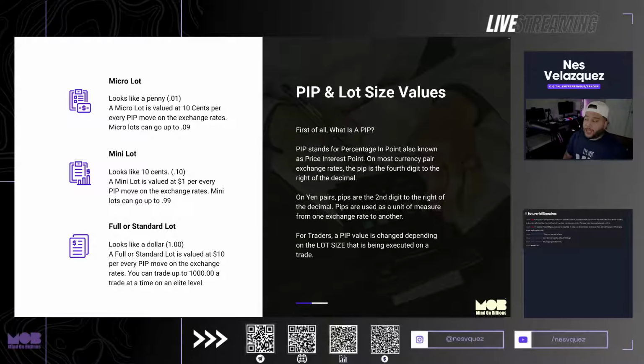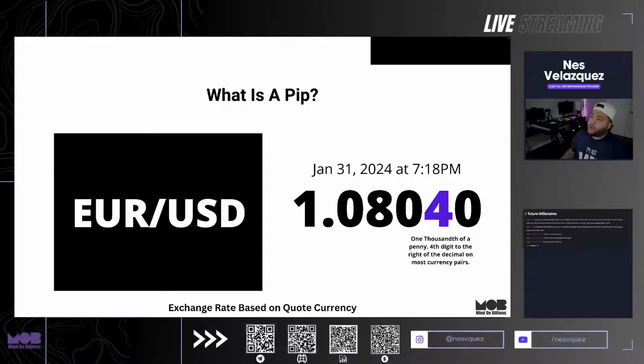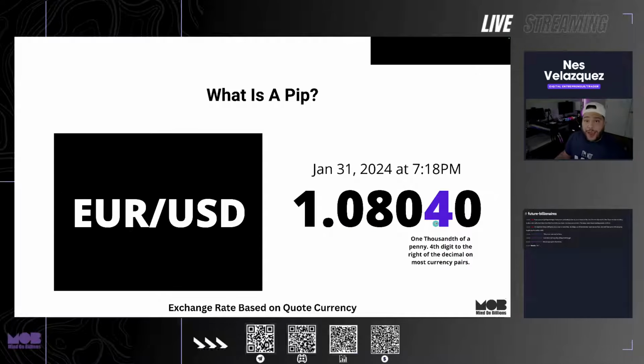Look it up, okay? So there's big plays being implemented, but me and you as retail traders, we're going to start from the retail trader level. Now, like I said, I told you I was going to show you a visualization of what a pip is. So on a pair like Euro USD, the pip is the fourth digit to the right of the decimal.